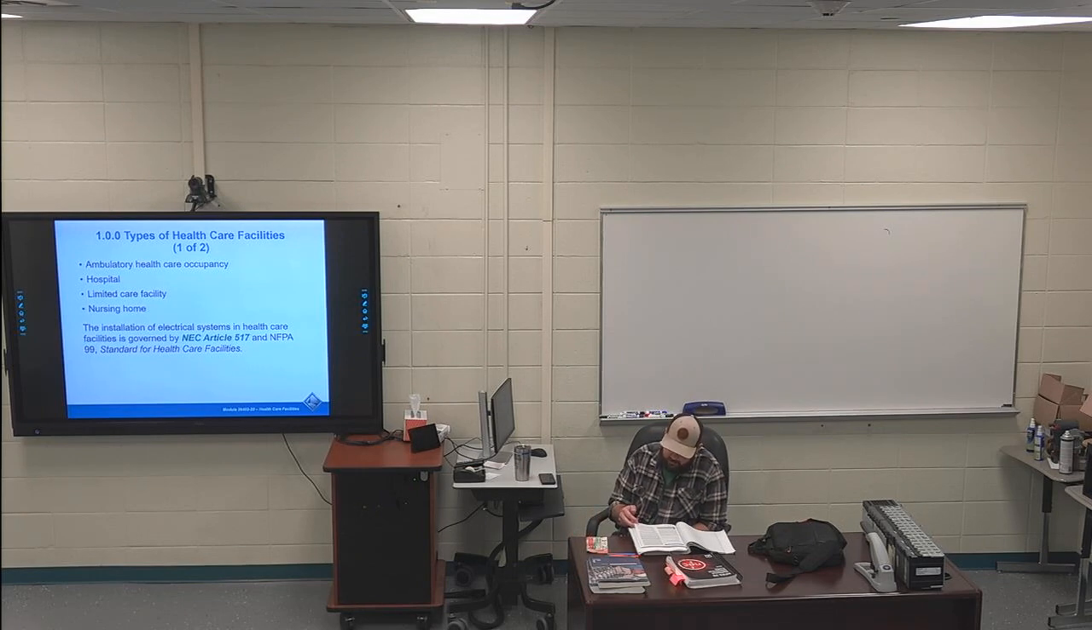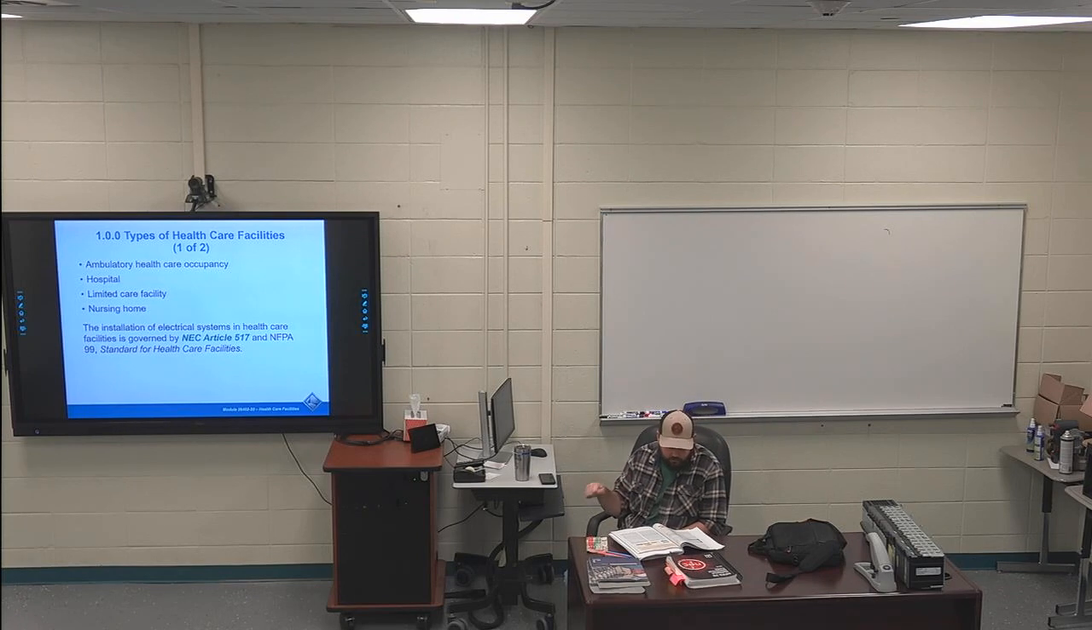They go through and talk about the different definitions for ambulatory healthcare occupancy, hospital, limited care, nursing home. I do have a highlight out of this section, pretty much just on page 2. I've got a bullet point: hospital is underlined, and right under it, 24-hour basis. Next bullet point: limited care facility, right under it, 24-hour basis.